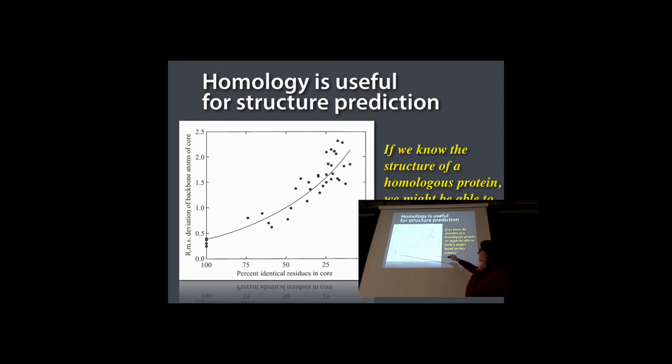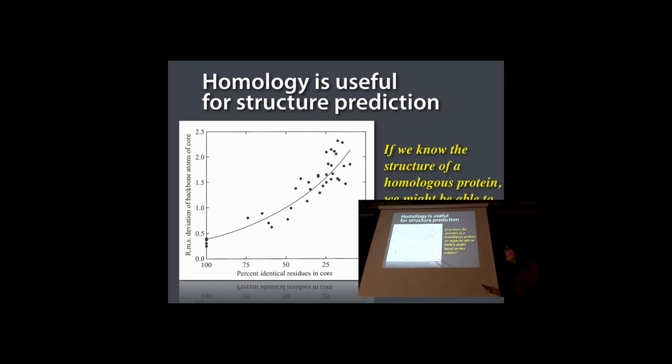Here we have the RMSD of the backbone atoms of the core of a protein as a function of the percent of identical residues. And what you can see is that there's a very good correlation between these two numbers. So if you have 75% of residues that are identical in the core, you can see that the RMSD of the backbone atoms will be less than 1 angstrom. So this means that they're very similar. If you have 50% identical residues, you're still around 1 angstrom. But then when you go to lower numbers, below 25, you're already at a much higher number. Okay?